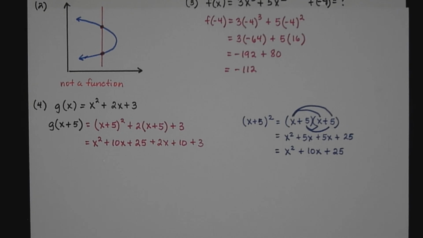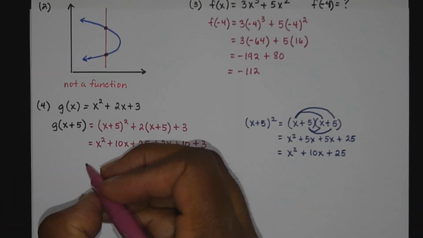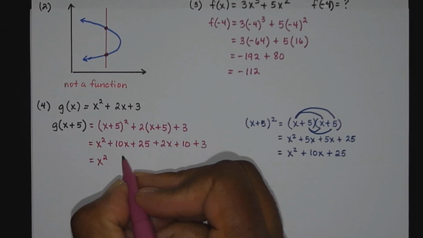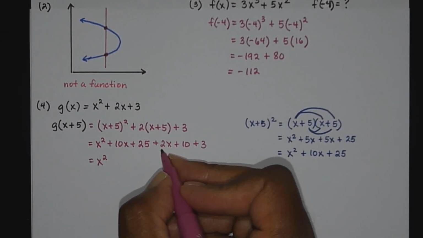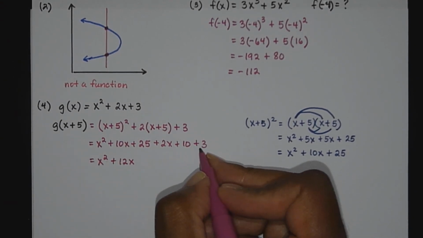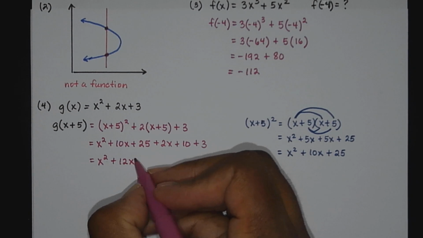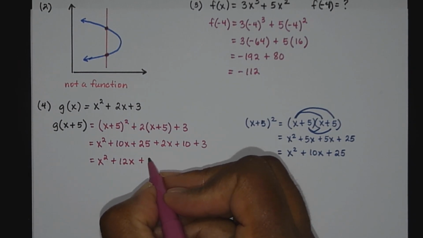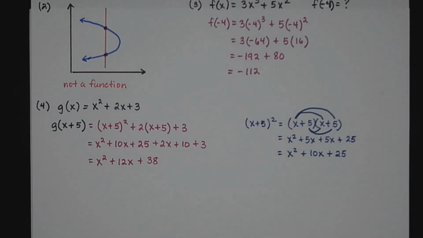Now, let's clean all this up by combining like terms. Bring down that x squared. Let's see, 10x plus 2x is how much? 12x. Now, 25 plus 10 plus 3 is how much? That'd be 38. So, the expression after replacing the x with x plus 5 in the g of x function would be x squared plus 12x plus 38. Okay. Are there any questions about problem number 4?